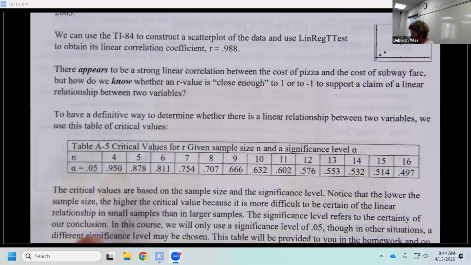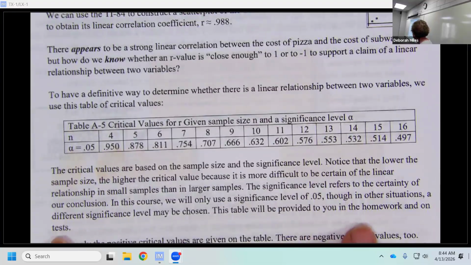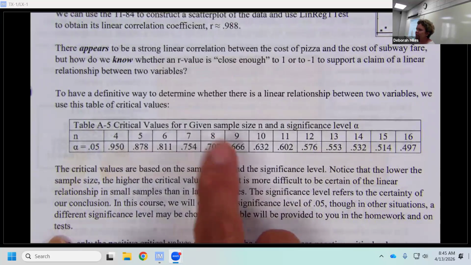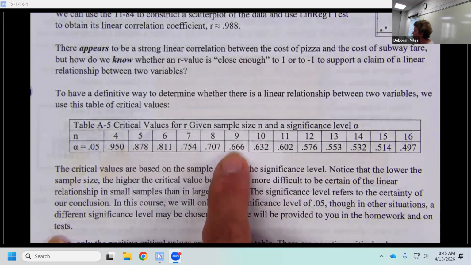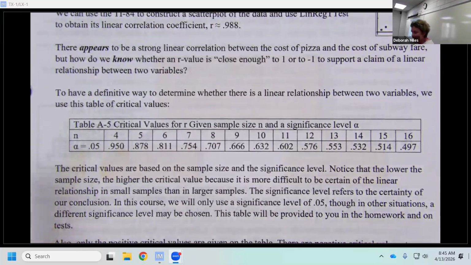I'll give you that table on the test. I'm trying to think if it's on every homework problem. If it's not in every homework problem, don't forget you have this table in your notes. You might have to look at it in your notes if it's not on one of the homework problems.